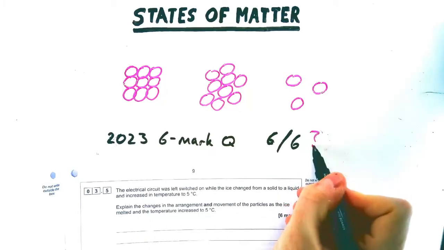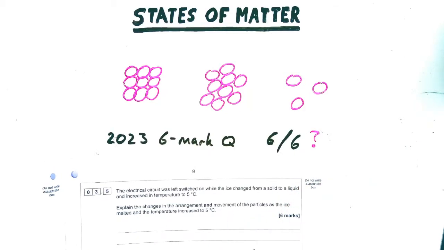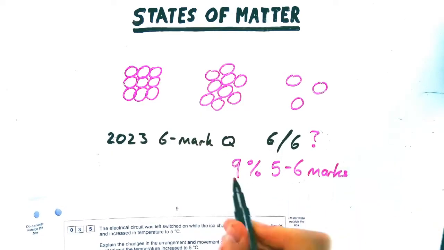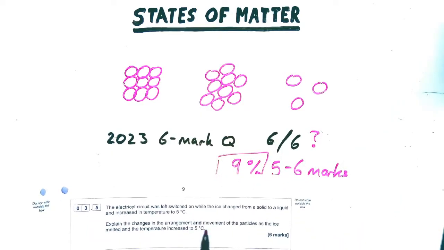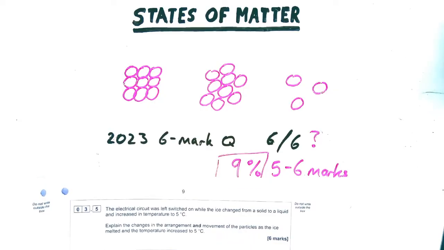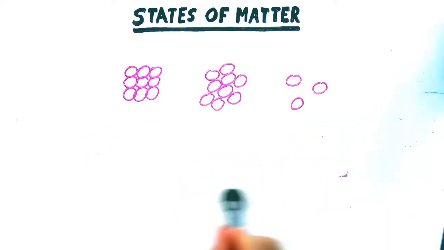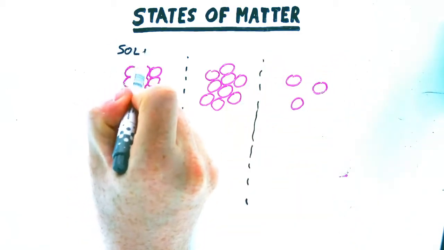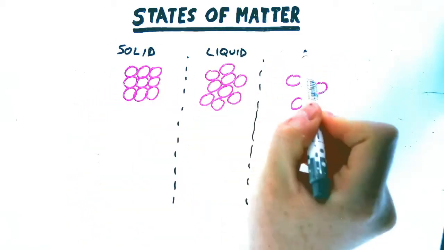If you think questions about states of matter are easy, then think again. Just 9% of all entries on the 2023 paper got between 5 to 6 marks on this 6-mark question about states of matter. Now, I'm going to tell you today how you can avoid losing marks on states of matter questions and how to match the mark scheme as closely as possible to maximize the amount of marks you get.